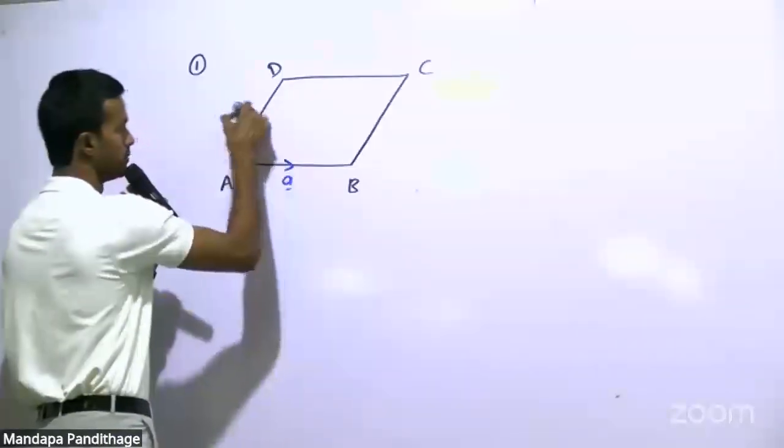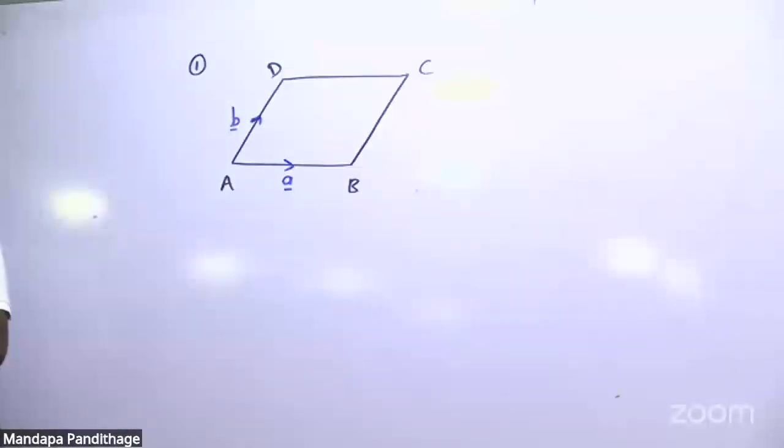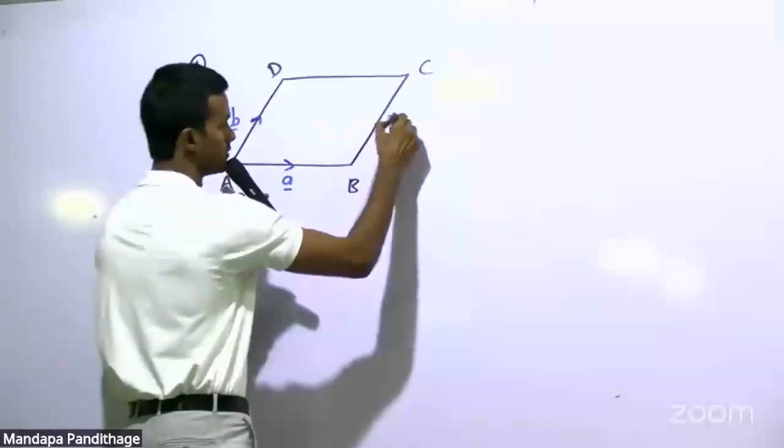Is equal to A and B. The midpoints of BC and DC are E and F. So here we have E and F.